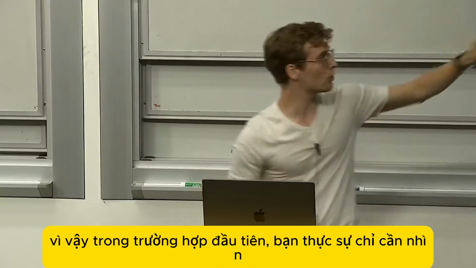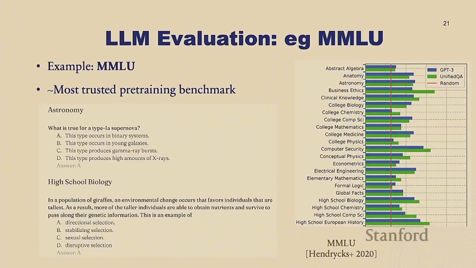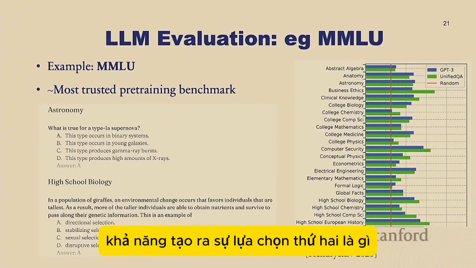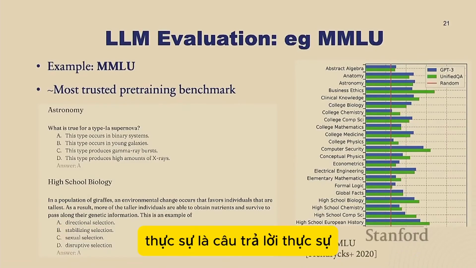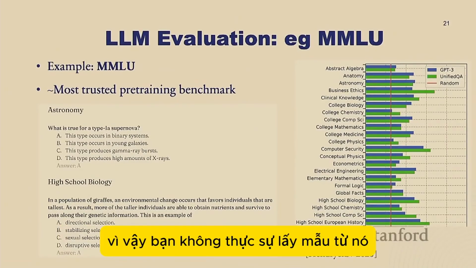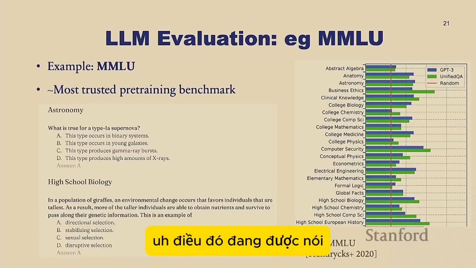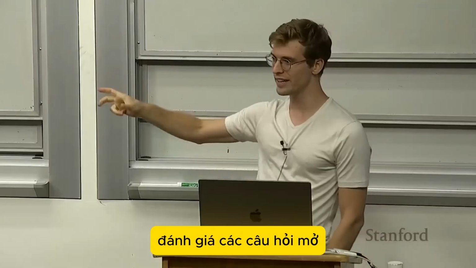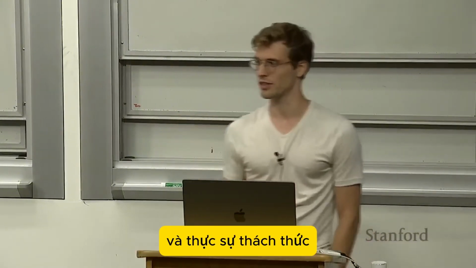In the first case, given that it's a language model, it can give a distribution over sentences. You just look at what is the likelihood of generating all of these words, what is the likelihood of generating the second choice, and you just look at whether the most likely sentence is actually the real answer. So you don't actually sample from it, you really just use P of x1 to xL. Does that make sense? That being said, evaluation of open-ended questions is something we're going to talk about later, and is actually really important and really challenging.